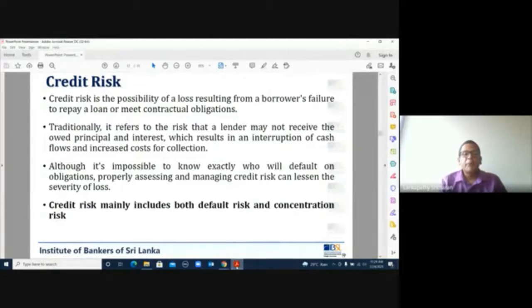Okay, the final point, which is the most important point: credit risk mainly includes both default risk and concentration risk. This is something important for you all to understand. So far we have said that when a borrower gets a loan and fails to repay it, that is considered a default risk. But concentration risk is something different. What is the meaning of concentration risk?